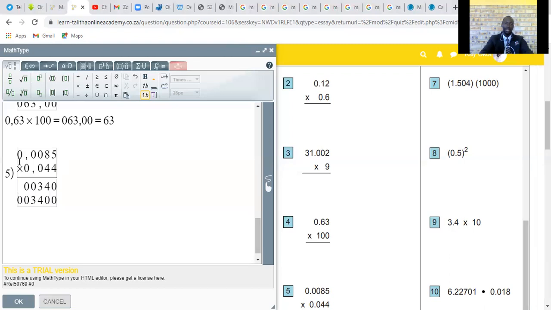Once again, 4 times 5 is 20. So we write 0, the 0 which comes after 20. We write it down, we carry forward 2. Then 4 times 8 is 32. Plus the other 2 which we carried forward, we get 34. We write it as 4, we carry the 3. 4 times 0 is 0 plus 3 is 3. Then 4 times 0 is 0. We write it there. Then 4 times 0 is also 0.